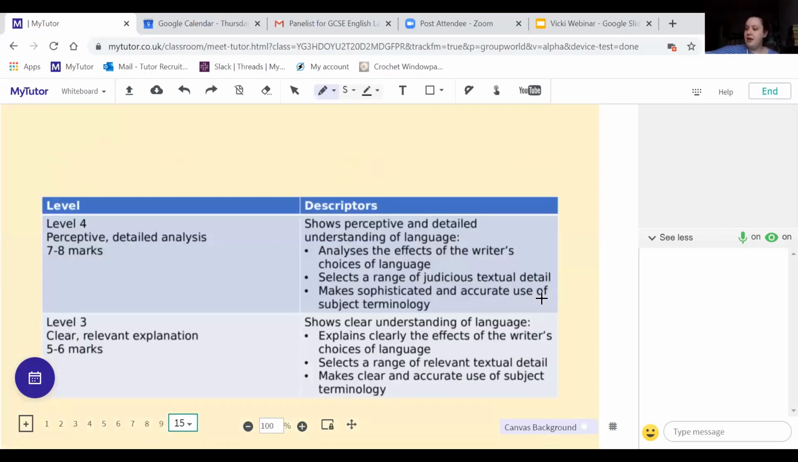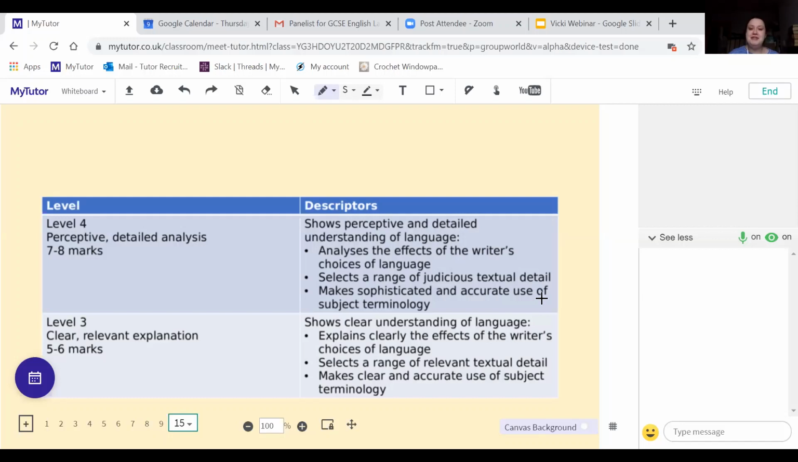So I'm going to go through the mark scheme a little bit and decode what on earth the difference is between the level 4 and the level 3. Now, they look incredibly similar. The first bullet point we've got analyses the effects of the writer's choice of language. Then the level 3 explains clearly the effects of the writer's choices of language. They seem almost identical.